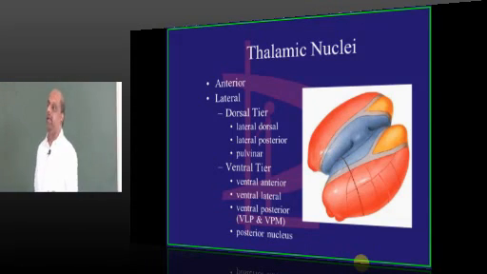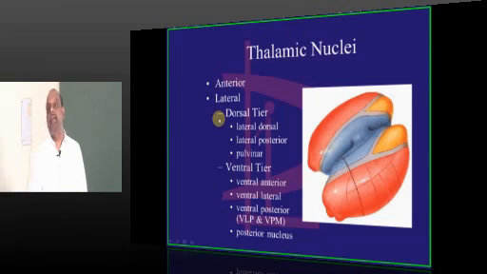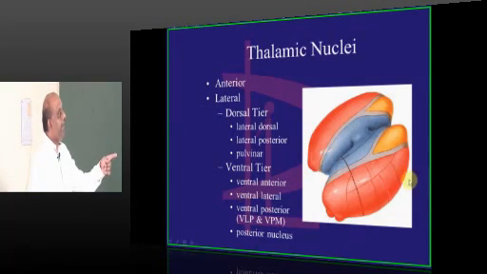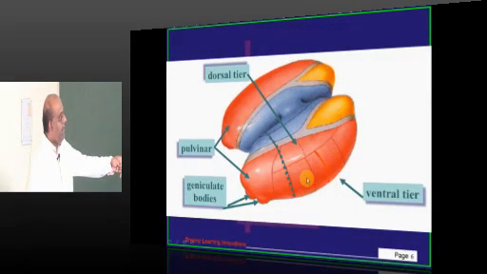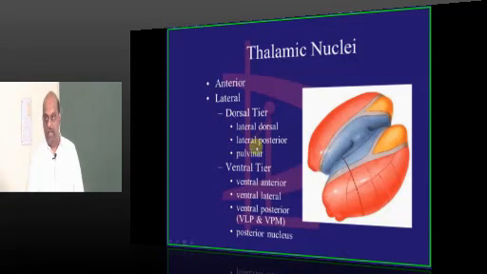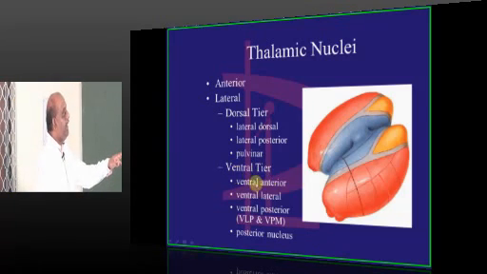So in summary, what are the various thalamic nuclei? We have anterior nuclei, lateral nuclei which are in turn divided into dorsal tier and ventral tier. We have seen earlier, no? We have a ventral tier and a dorsal tier among the lateral nuclei. In the dorsal tier, we have lateral dorsal, lateral posterior, pulvinar, three important nuclei. Then in the ventral tier, we have ventro-anterior, ventrolateral, ventro-posterior and posterior nucleus.